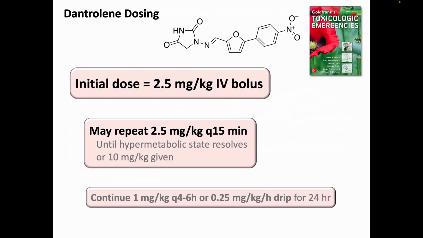Dantrolene is dosed with an initial IV bolus of 2.5 milligrams per kilogram, and this can be repeated every 15 minutes until either the hypermetabolic state resolves or 10 milligrams per kilogram has been given. These patients are going to be admitted to the ICU, and the Dantrolene is continued. The chapter authors recommend either 1 milligram per kilogram IV every 4 to 6 hours, or a continuous IV infusion at 0.25 milligrams per kilogram per hour for the first 24 hours, by which time, hopefully, the patient has recovered.